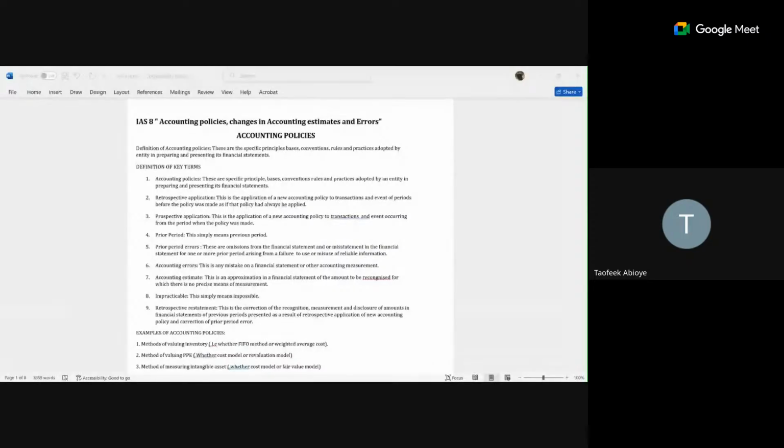Let's move on. We have retrospective application. What do we mean by retrospective application? Retrospective application is the application of an accounting policy to transactions and events of a period before the accounting policy was made, as if that policy had always been applied. Let me try and explain this.